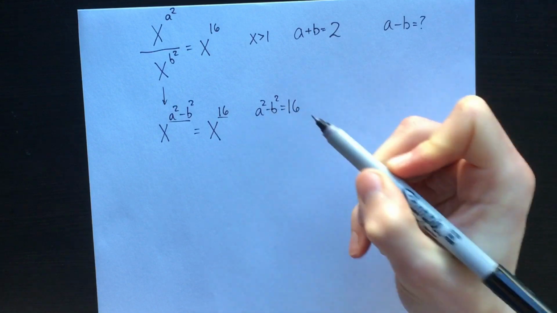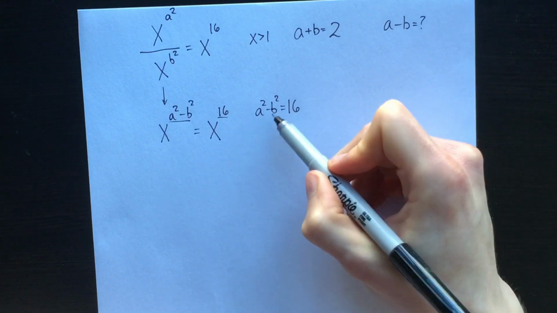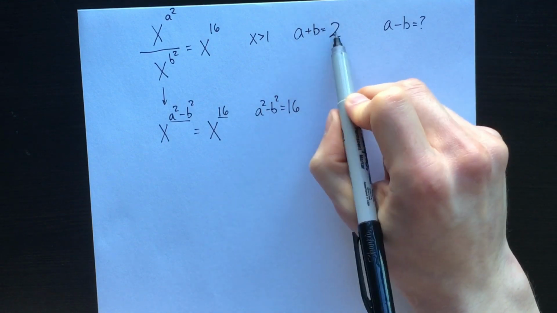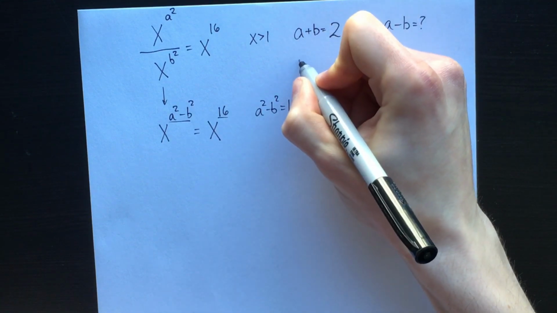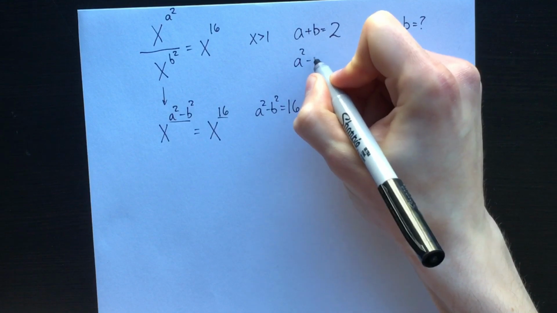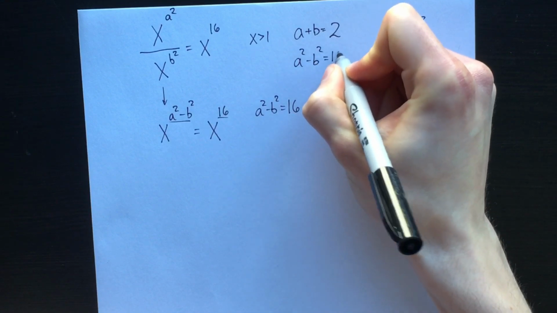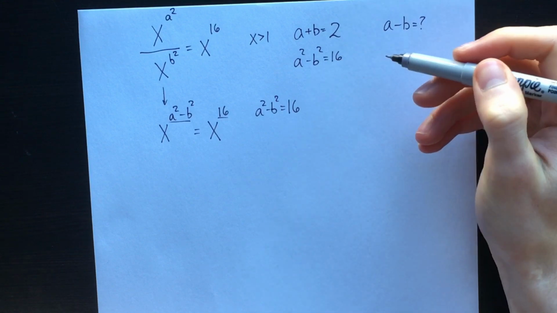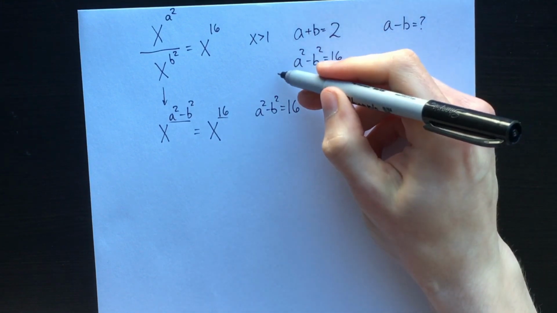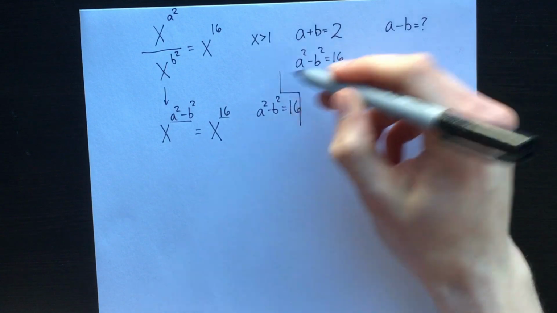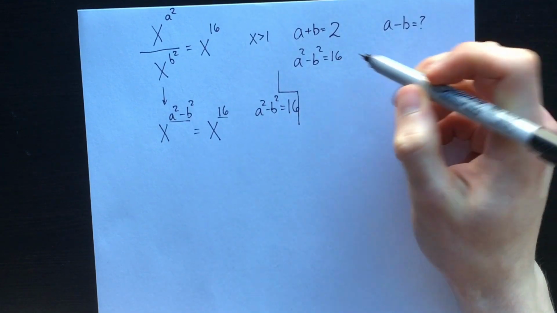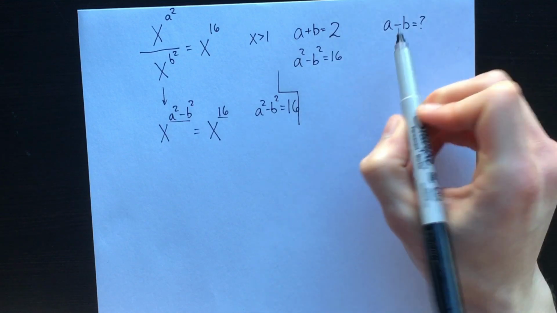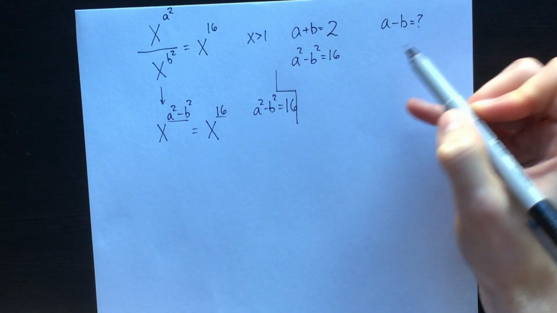And so that's very useful because now you have two variables and two equations, right? This is a relationship between a and b, and this is also a relationship between a and b. So from here, you take it as a system of equations. Again, I'm going to use substitution. And once we find a and b, we can just take their difference and get the answer.